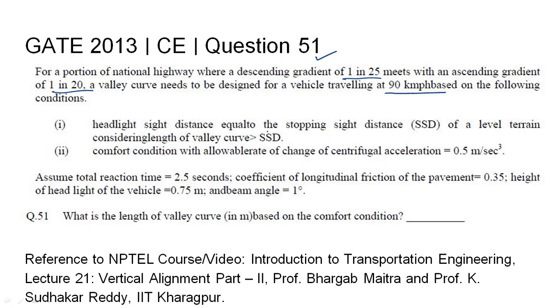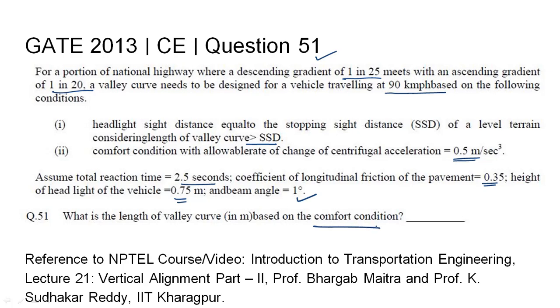The headlight sight distance is equal to the stopping sight distance of a level terrain, considering the length of valley curve as greater than SSD, and the comfort condition with allowable rate of change of centrifugal acceleration is mentioned as 0.5 meters per second cube. Assuming the total reaction time as 2.5 seconds, coefficient of longitudinal friction as 0.35, height of headlight as 0.75 and the beam angle as 1 degree, what is the length of the valley curve based on comfort condition?